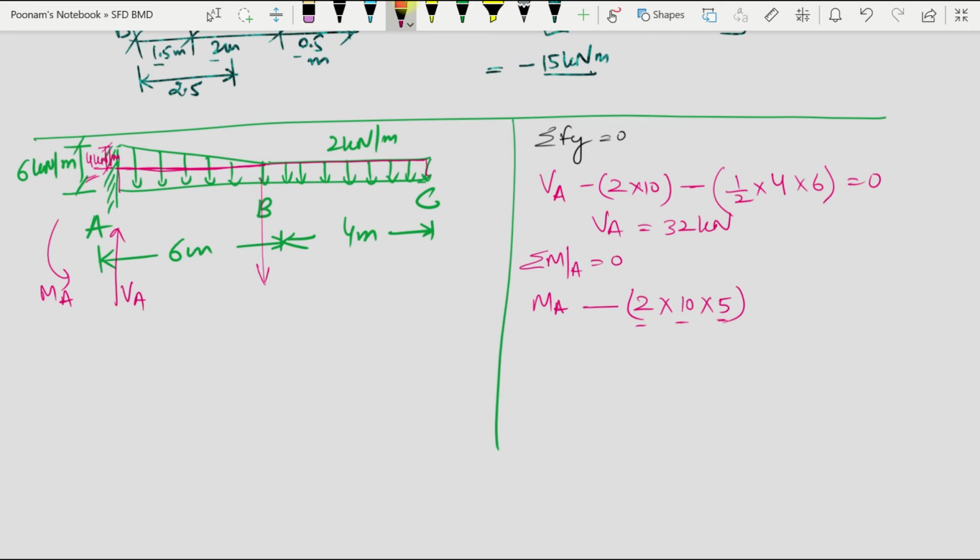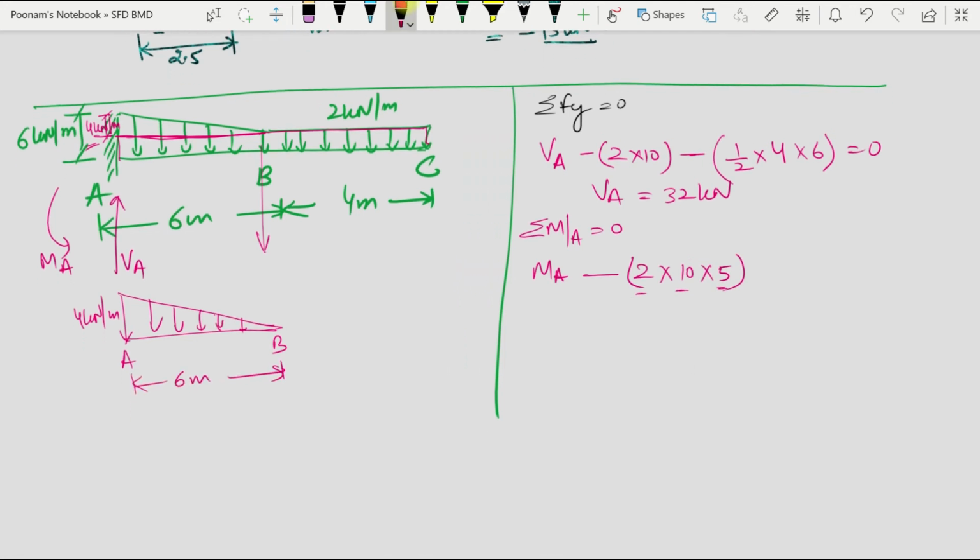Now let us look at the triangular loading. I'll redraw the triangular loading here once again, which is acting on span AB. This intensity is 4 kilonewton per meter, and this is 6 meter. So first of all I will take the total load. So my total load will be 1 by 2 into 6 into 4.